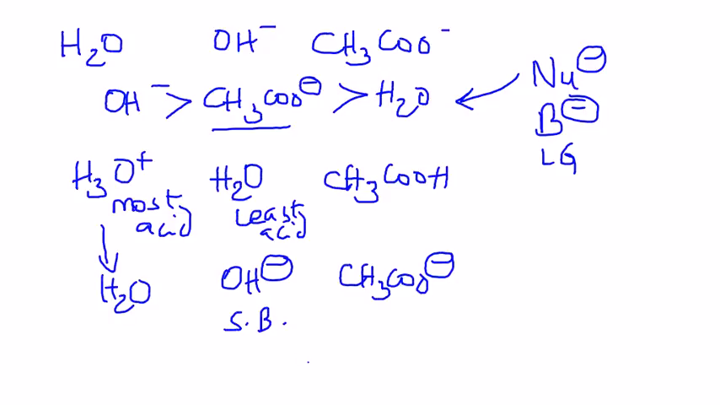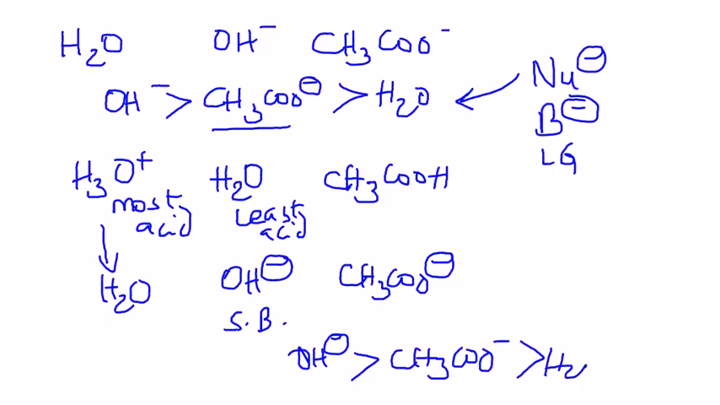So the order will be OH negative, CH3COO minus, and H2O. This, of course, is based off what you know from general chemistry 2, that Ka times Kb is a constant, Kw. If Ka is high, Kb will have to be low. Alright, let's take a look at the leaving group capability.